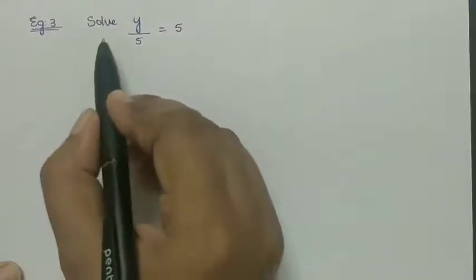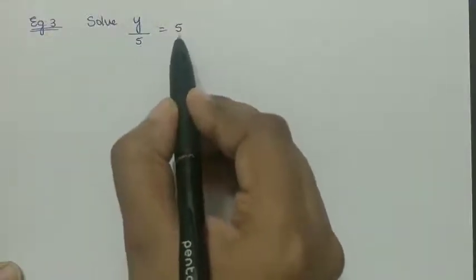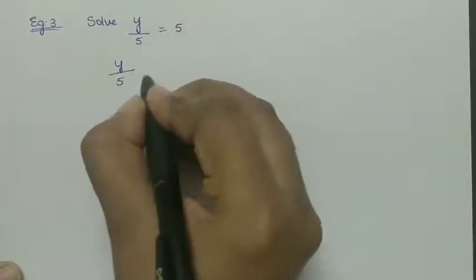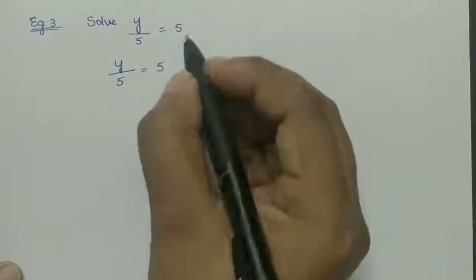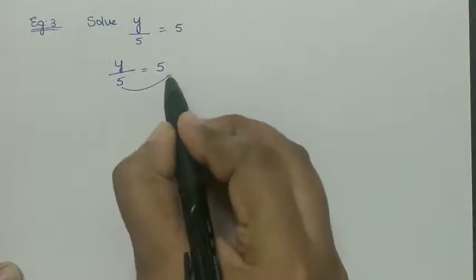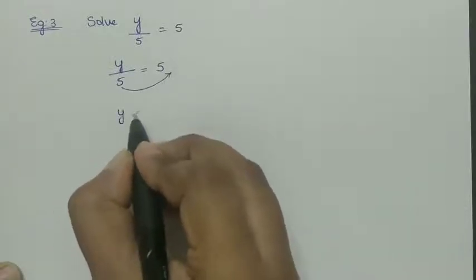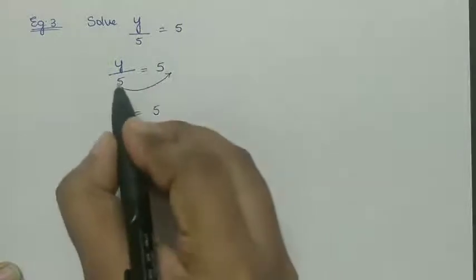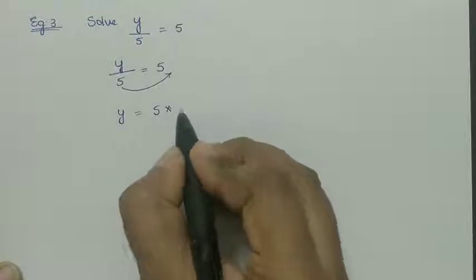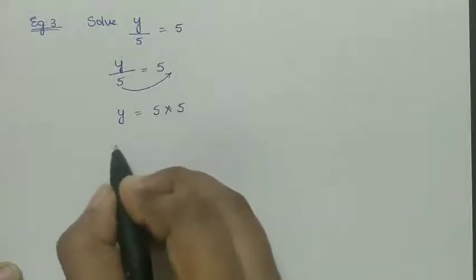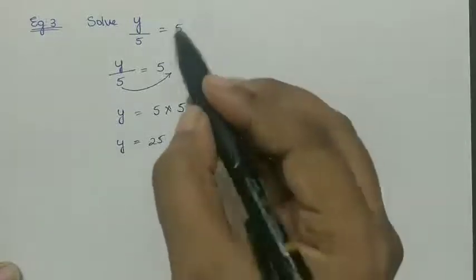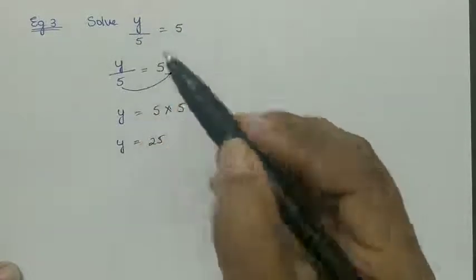Example 3. Solve y by 5 equal to 5. Given equation is y by 5 equal to 5. We need to find the value of y. Therefore, send 5 to RHS. y equal to 5, 5 is dividing here. Therefore, it becomes multiplication, 5 into 5. y equal to 25 is the solution of the equation y by 5 equal to 5.